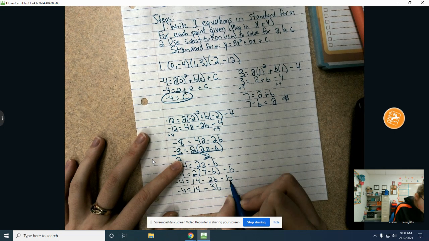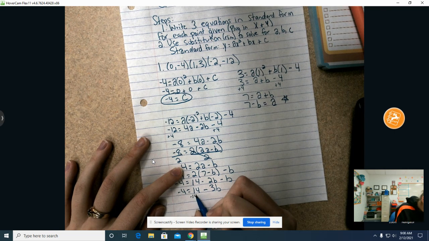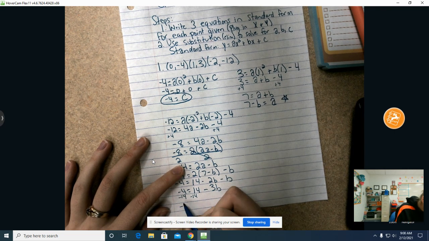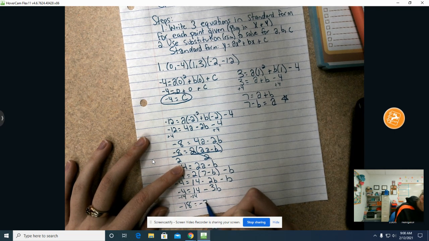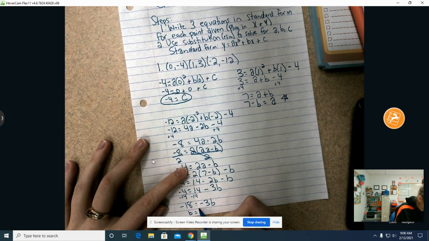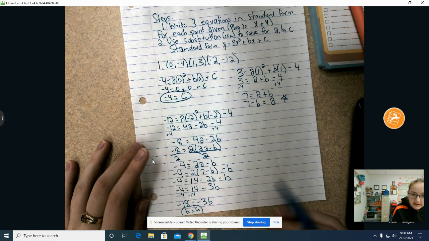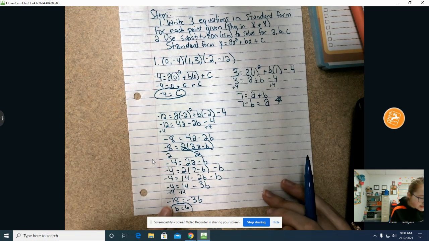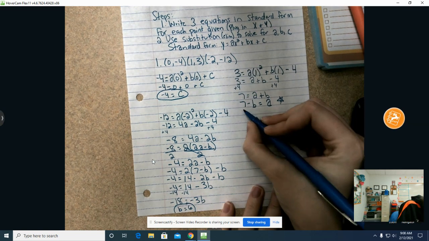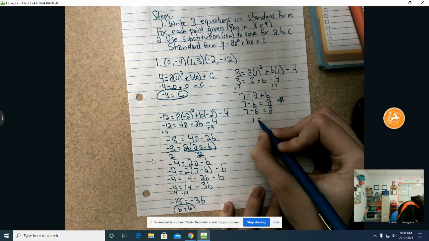Negative 2 minus 1 is negative 3. Move over my 14. That would give me negative 18 equals negative 3b. I would divide by negative 3, and I get b equals a positive 6. And now that I know that b equals 6, I'm able to plug it in over here. So 7 minus 6 equals a. So a is going to equal 1.